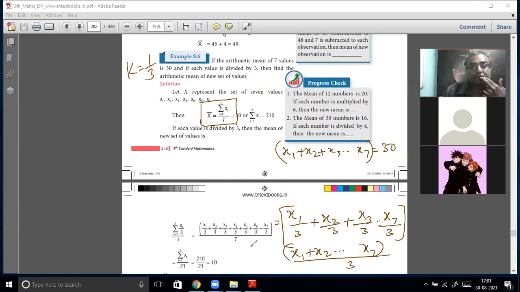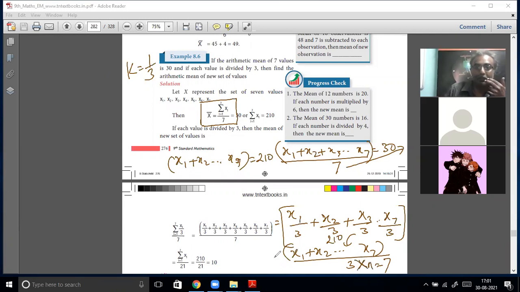So what is it telling? Original arithmetic mean, the sum divided by 7, is equal to 30. So x1 plus x2 up to x7 is equal to 7 into 30, which is 210. Now you substitute the value 210 here. You bring that 3 down. Again, n is equal to 7, so 3 into 7. So x1 plus x2 plus x3 up to x7 divided by 3 into 7 is equal to 210 divided by 21. 21 will go, it becomes 10.